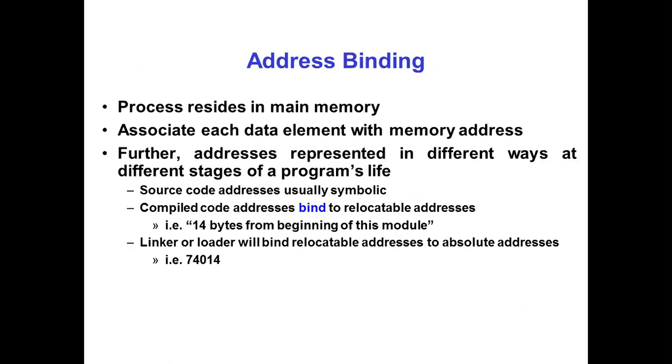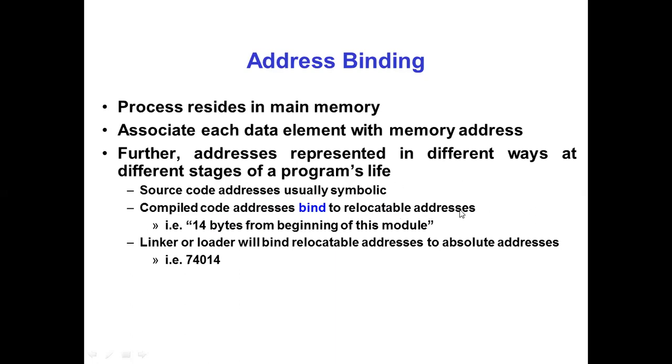Now, address binding, what is this? A process resides in main memory. With address binding, we get the exact, complete address of where the process resides in main memory, associating each data element with a memory address. Further, addresses are represented in different ways at different stages of a program's life. The source code addresses are usually symbolic, so we use some mnemonics for the source code. Compiled code addresses bind to relocatable addresses.